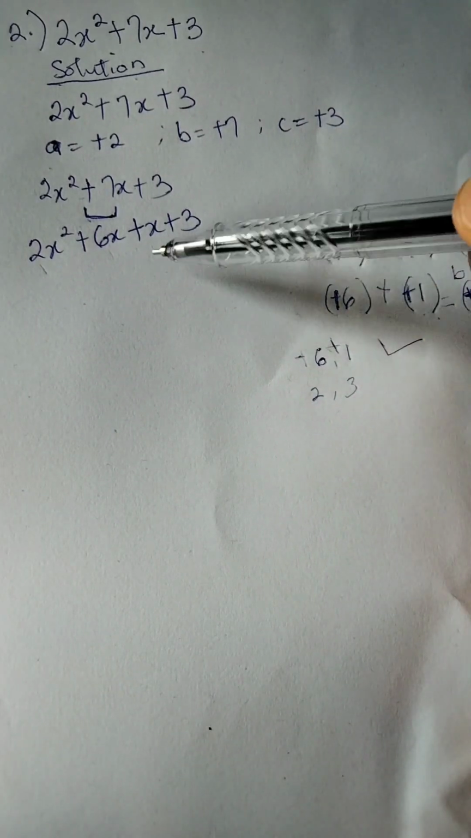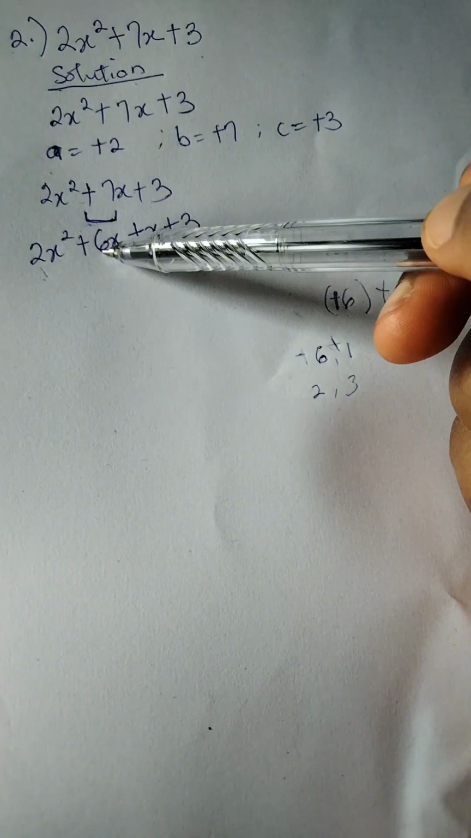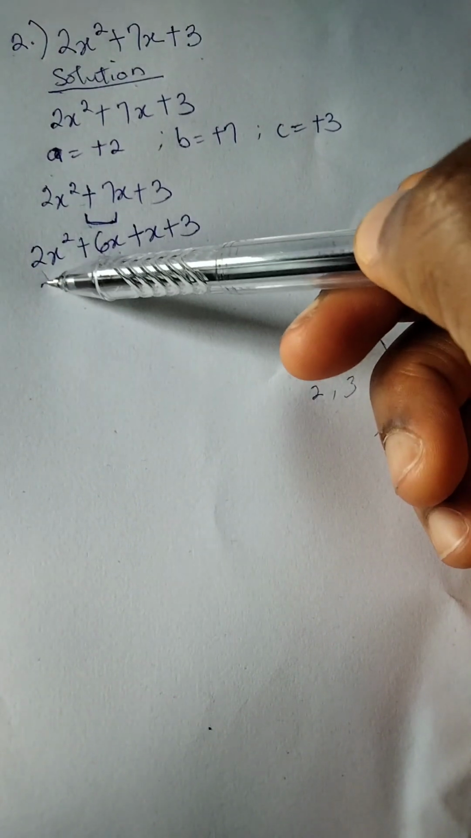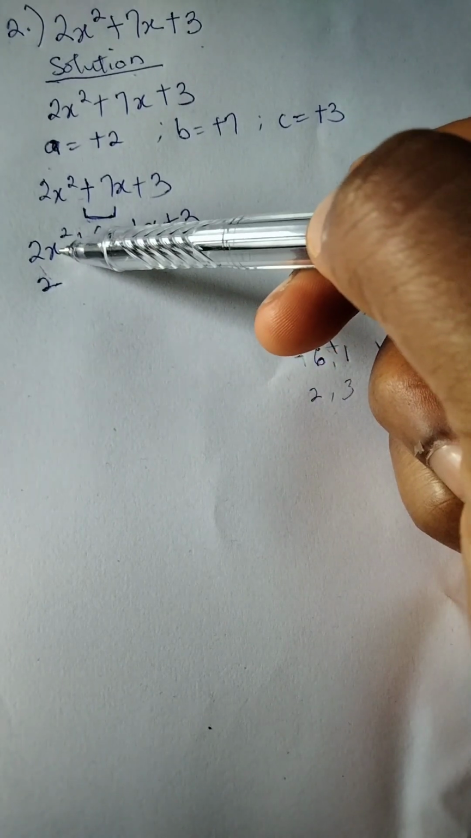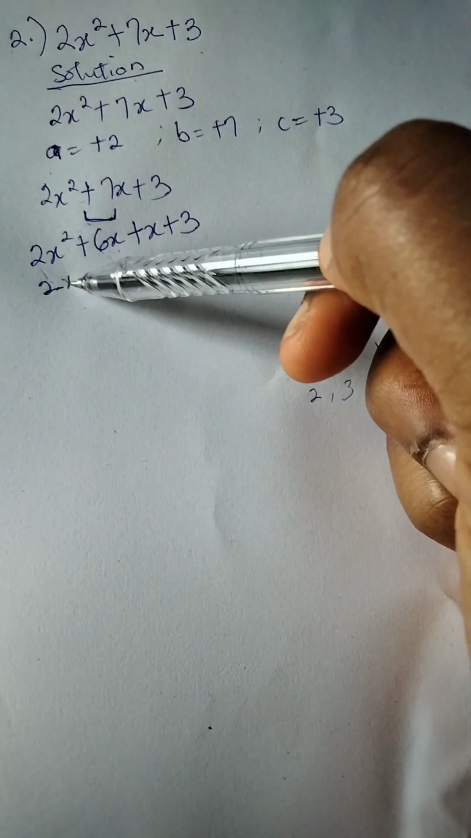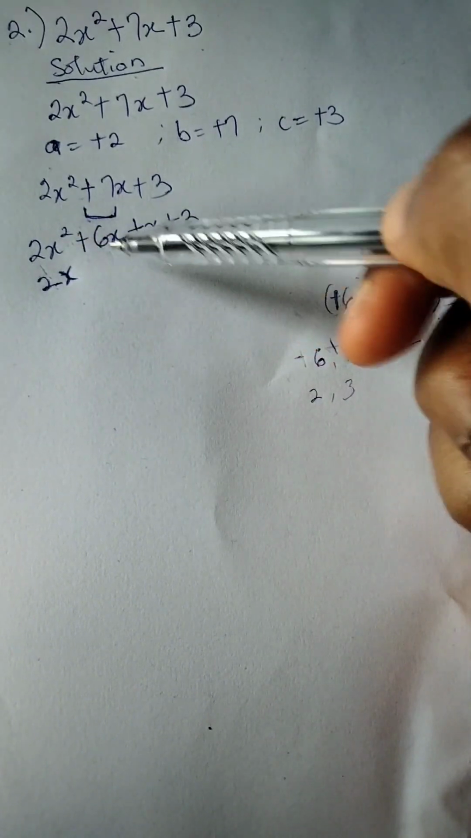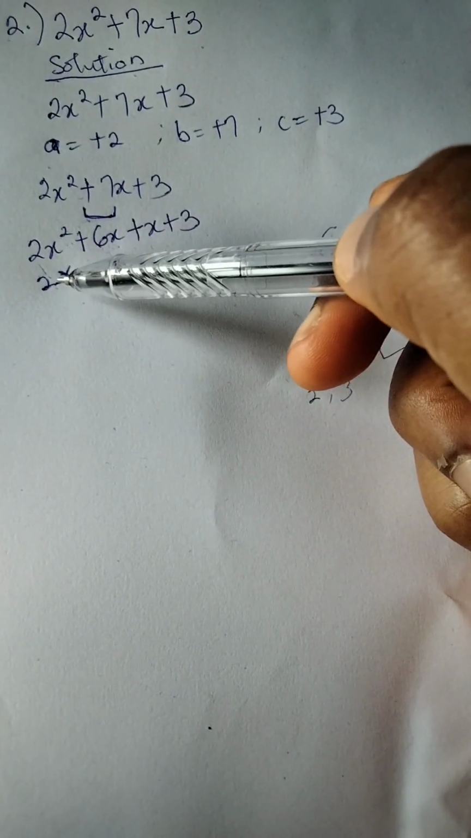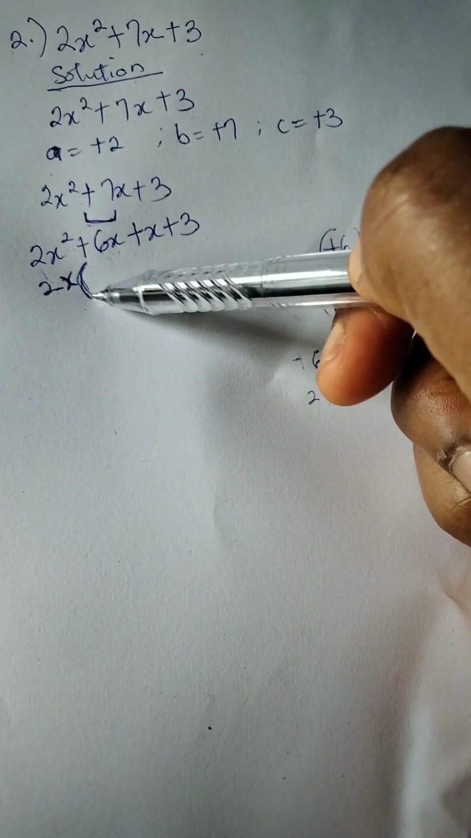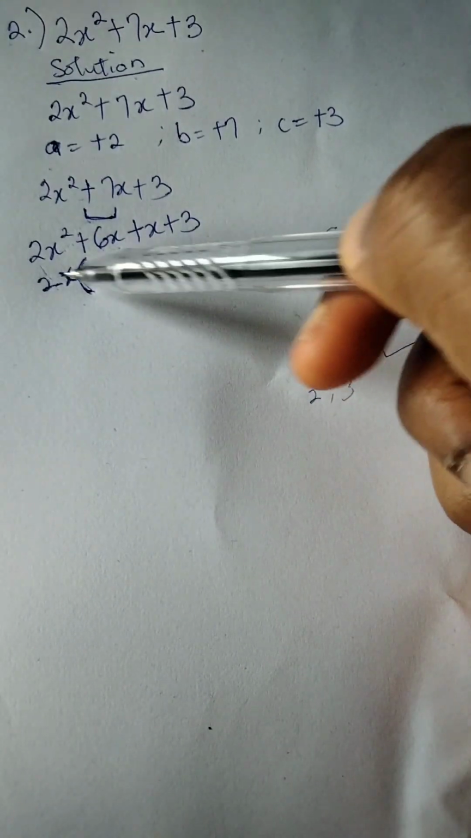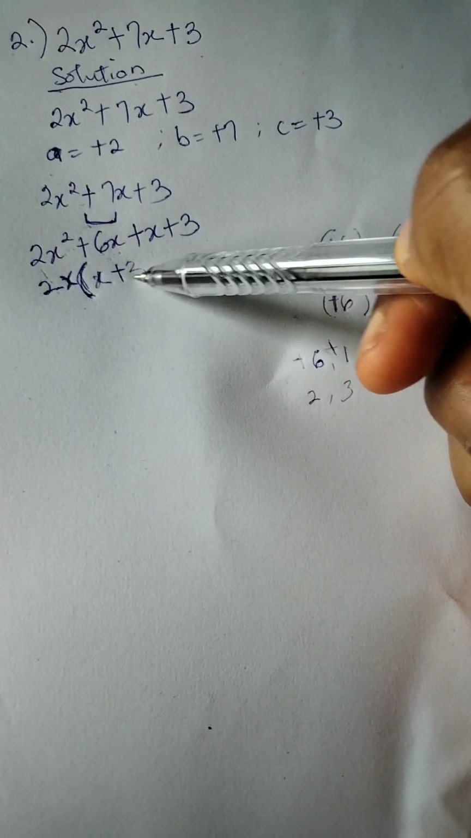So now, looking at 2x squared plus 6x, let's consider the numbers 2 and 6. What is common between 2 and 6? 2 is common, right? What is common between x squared and x? X is common, so write x. So 2x is common between 2x squared and 6x. If we factorize 2x from 2x squared, we are going to be left with x. And then if we factorize 2x from 6x, we are going to be left with 3.